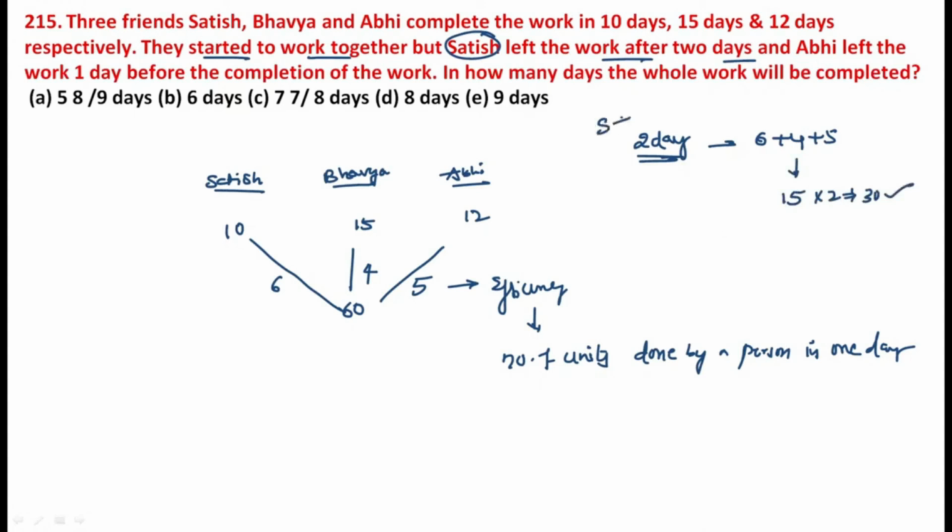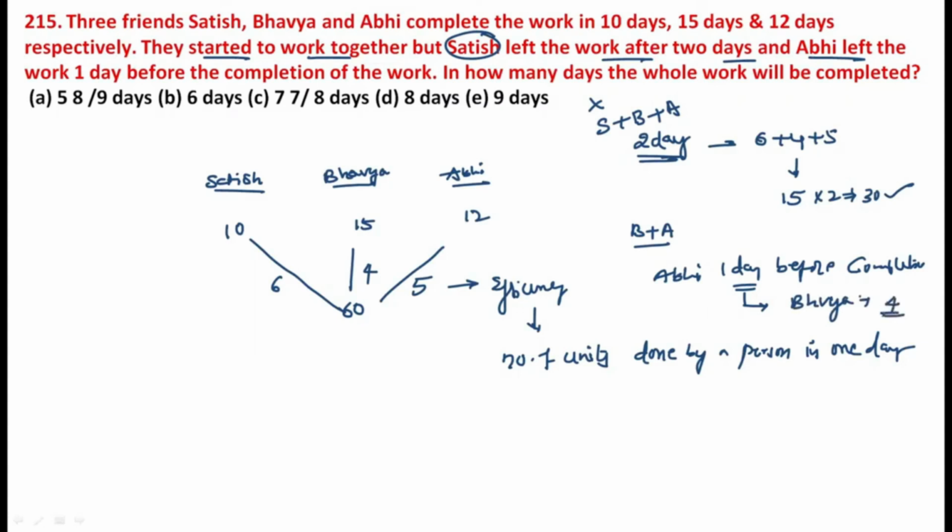Initially Satish, Bhavya, Abhi all work together. After 2 days, Satish leaves the work. Now, who is in the work? Bhavya and Abhi. Now, Abhi leaves 1 day before completion of work. What you have to understand is, Abhi left one day before completion, so on the last day the person who worked is definitely Bhavya. On the last day, Bhavya completed 4 units only, then the work is completed.